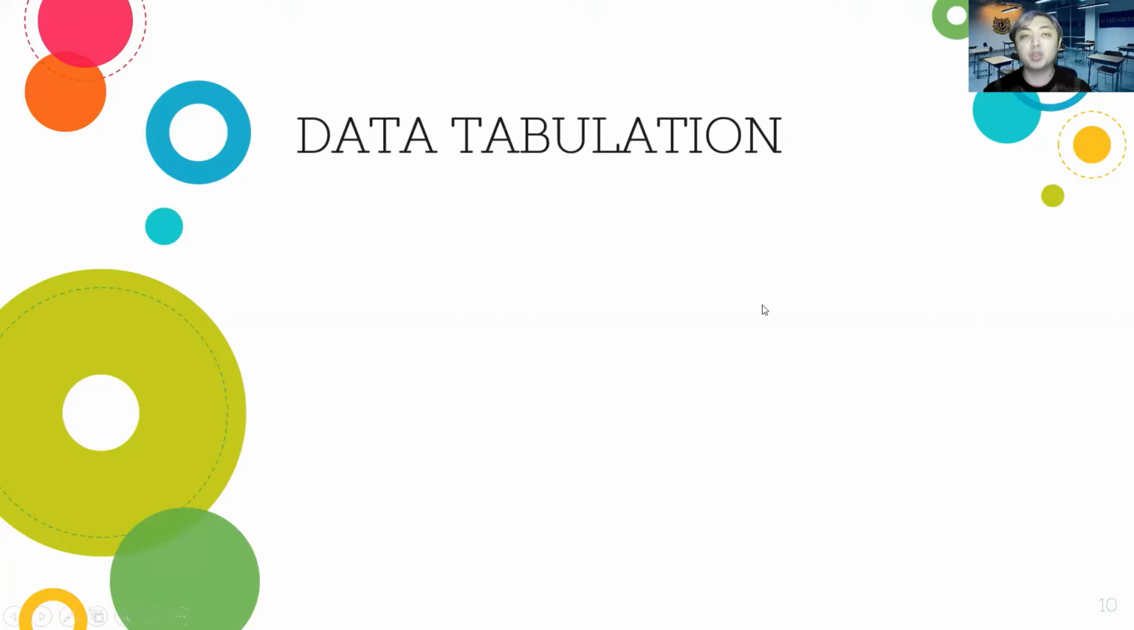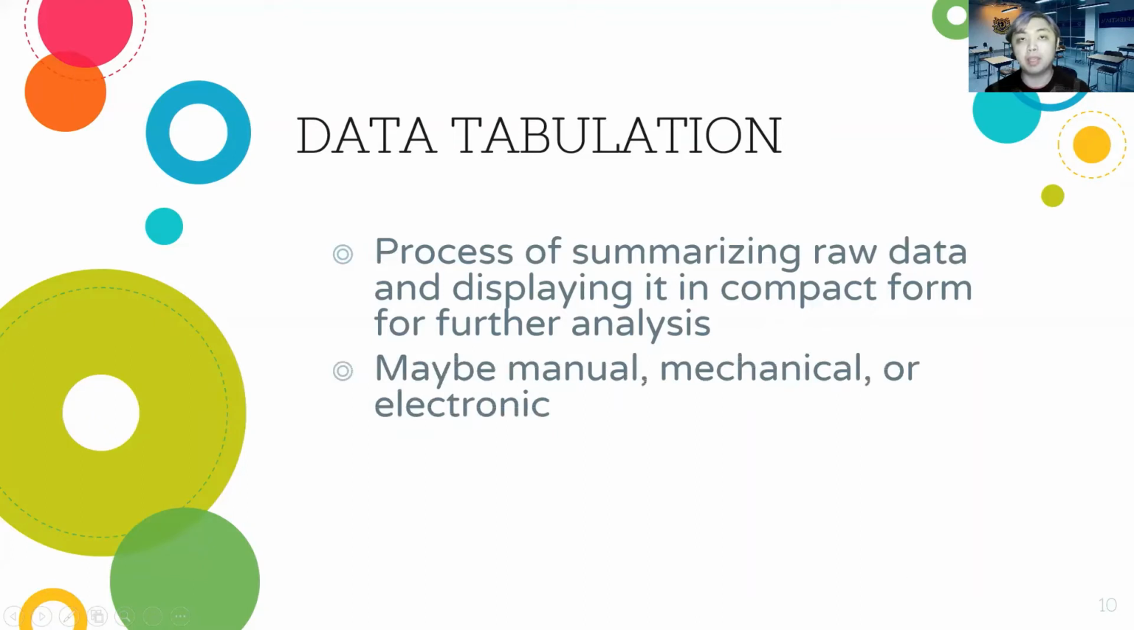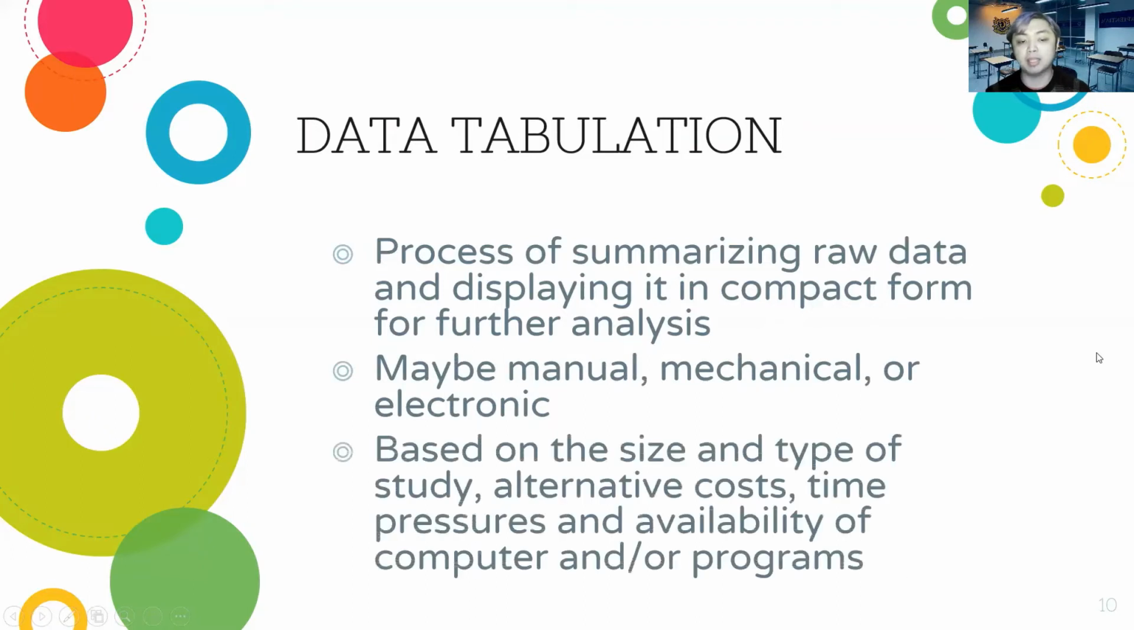After that, we are going to do the tabulation of the data. This is the process of summarizing raw data and displaying it in a compact form for further analysis. So after we assign codes to the data that we gathered, we have to arrange them in table form. It may be done manually, mechanically, or through electronic means.